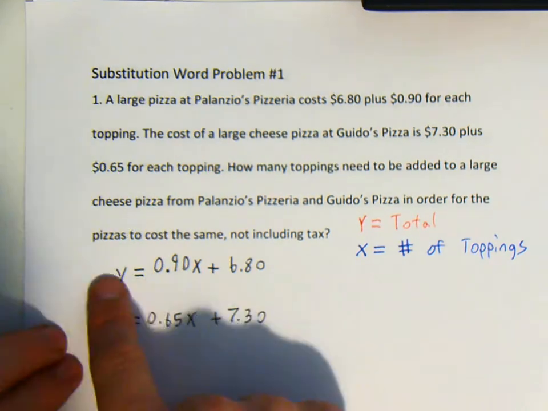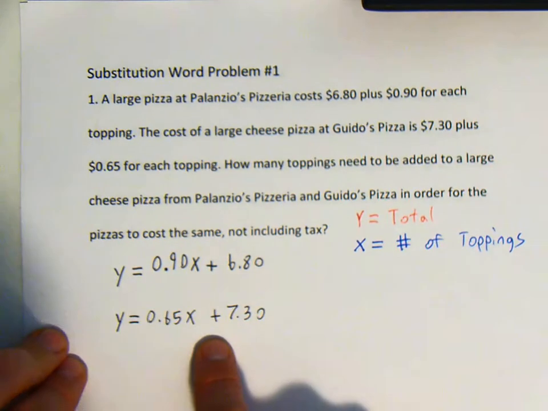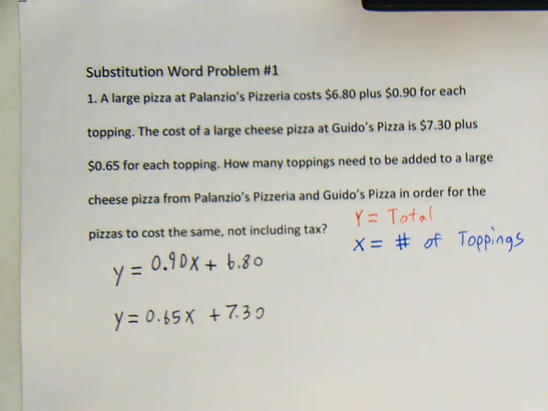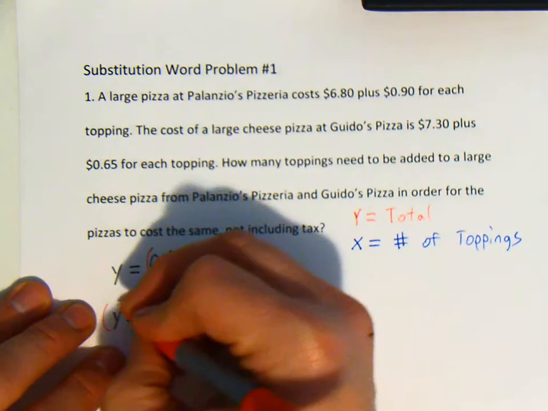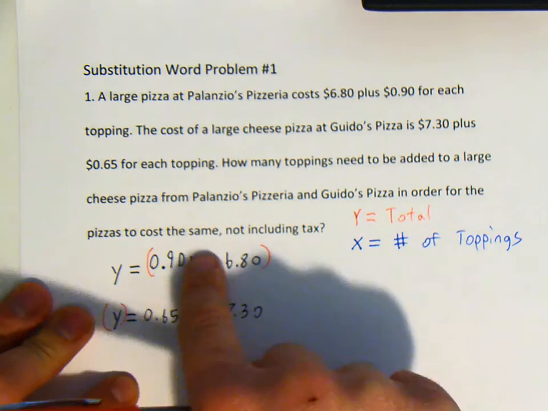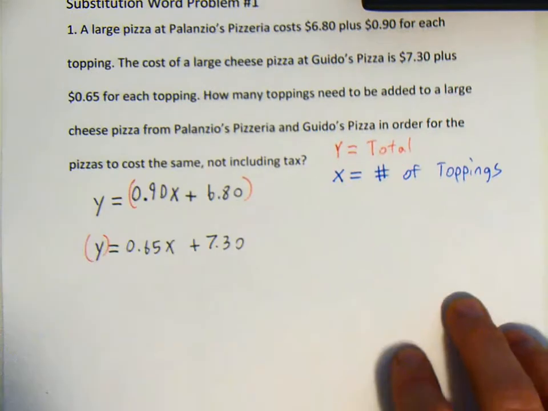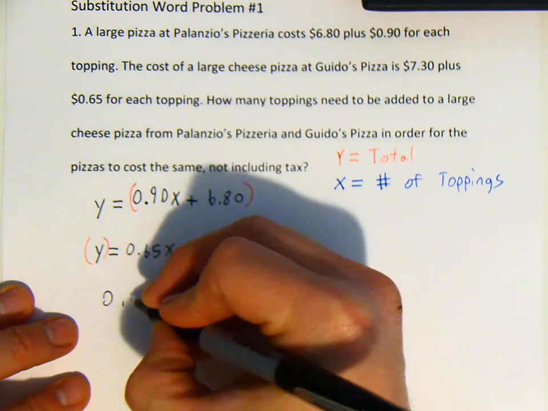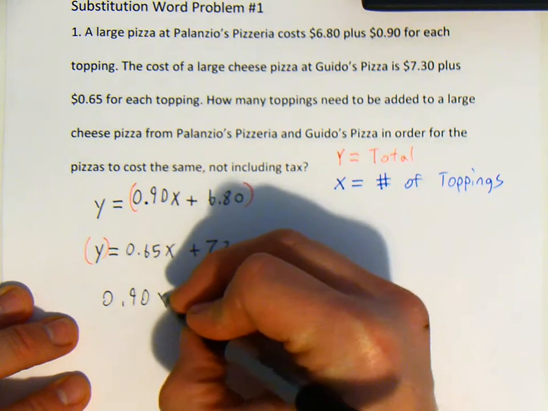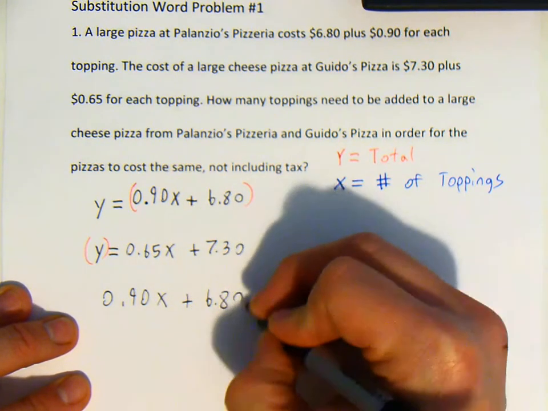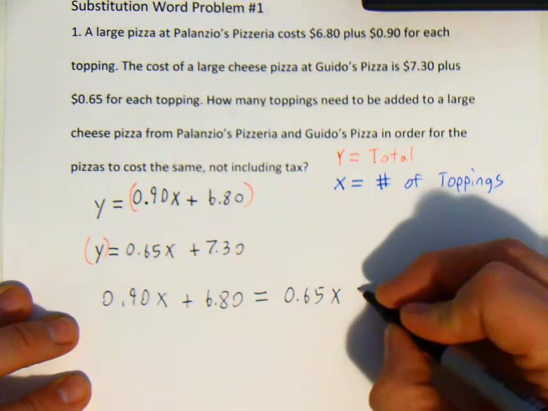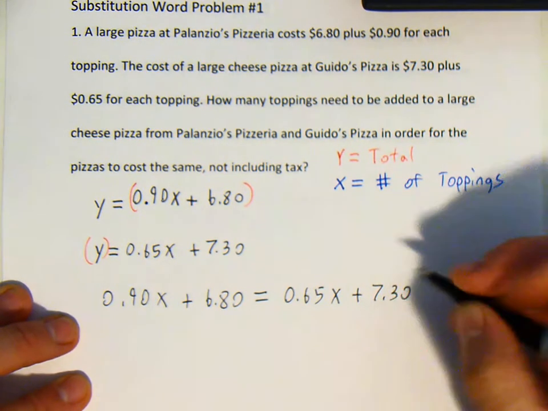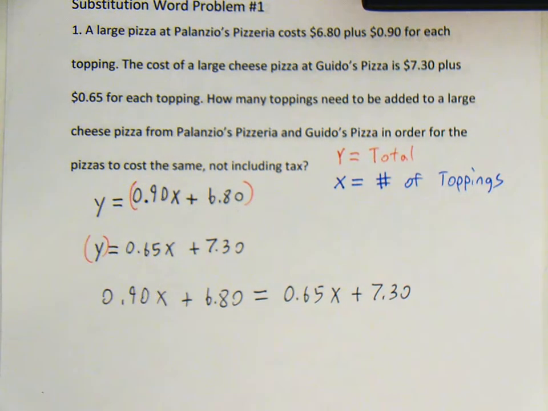Now if we know that y is equal to this and y is equal to that, we get to choose which one we want to move. I'm going to substitute this value for y in this one right here. So I'm going to rewrite this equation as 0.90x plus 6.80 is equal to 0.65x plus 7.30.